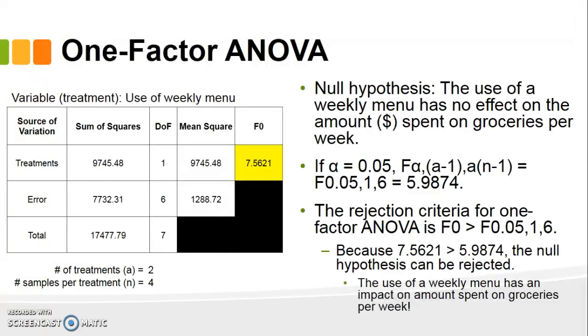So the rejection criteria for one-factor ANOVA is F0 greater than F0.05,1,6. And so, because 7.5621 is greater than 5.9874, we can reject the null hypothesis. And that means that the use of the weekly menu actually does have an effect on the amount we're spending on groceries per week. And this is great news. So now that I've actually expanded the number of observations by 1 data point, this gave me a different result than what I got in the class assignment.